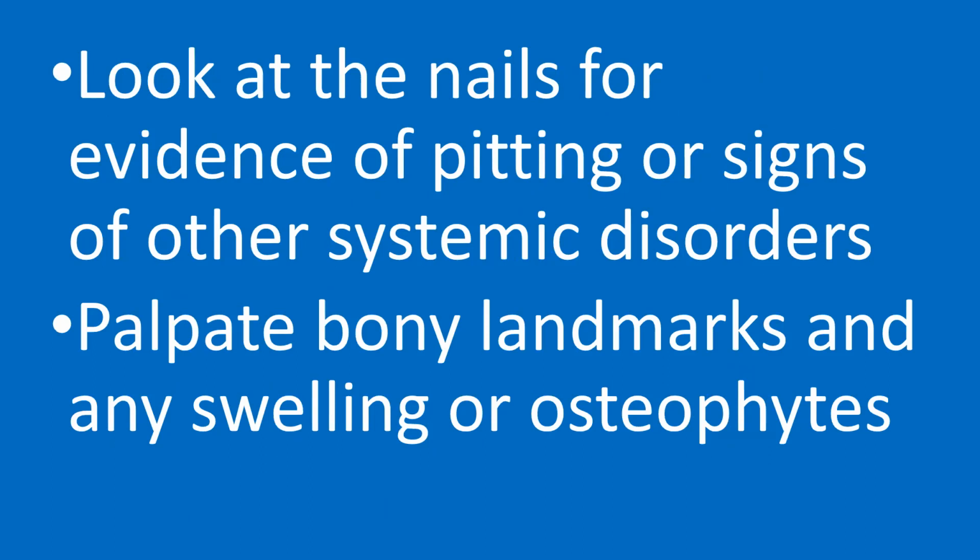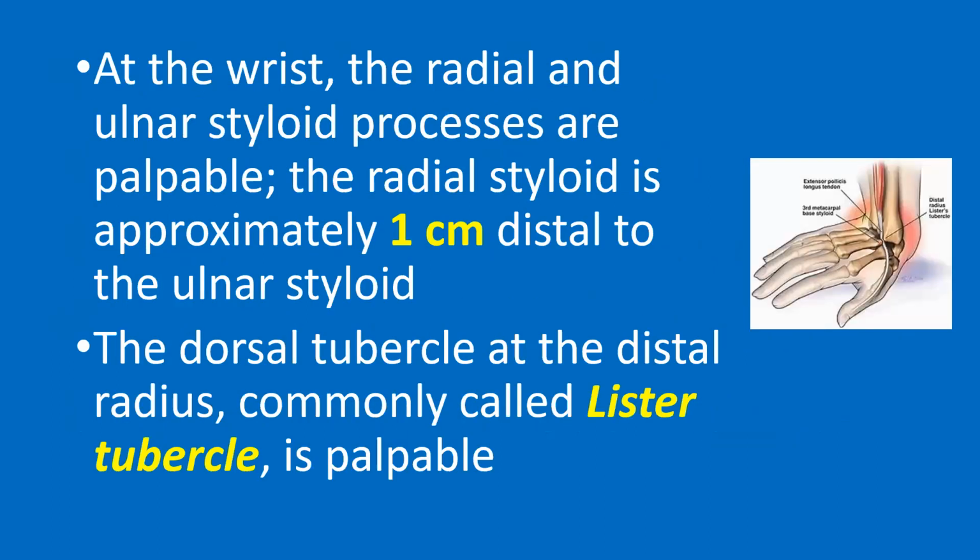Okay? Palpate the bony landmarks and any swelling or osteophytes. At the wrist, the radial and ulnar styloid processes are palpable. The radial styloid is approximately 1 centimeter distal to the ulnar styloid. The dorsal tubercle at the distal radius, this is called Lister's tubercle, and we call this the curse of rheumatoid arthritis. Why? Because the tendons rub against it, and they can get ruptured.